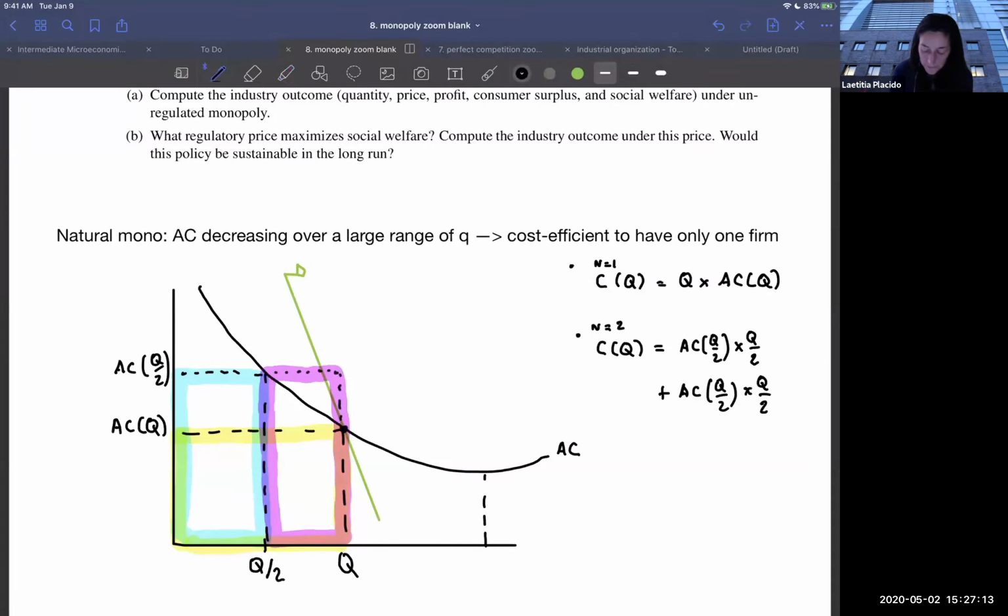All right. So when you have two firms on the market, the total cost of producing market quantity Q is the blue area plus the pink area. And it is apparent that this area is way larger than the yellow area. That is, when you produce the market quantity using two firms, you end up with a total cost which is way higher than when you use a single firm producing that same quantity.